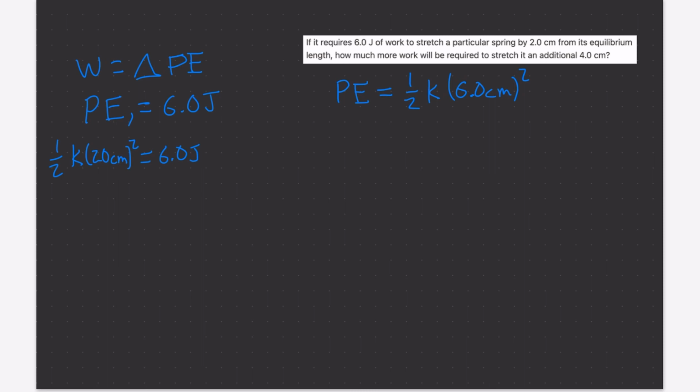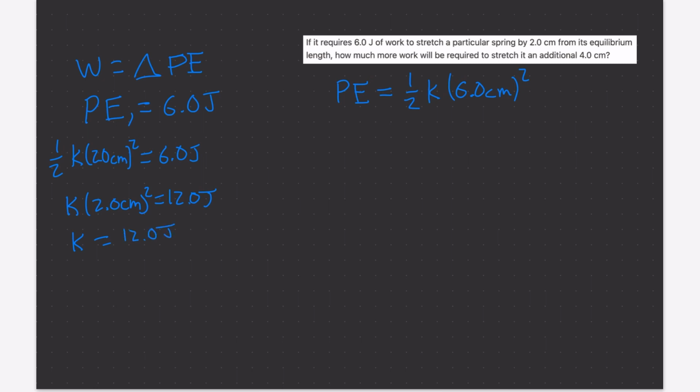So now we just have to solve for K in this equation to the left. I'm going to multiply both sides by 2, so I have K times 2.0 centimeters squared is equal to 12.0 joules. All right. From there, I'm going to go ahead and square my 2 centimeters. That's going to give me 4 centimeters squared, and I'm going to divide both sides by 4 centimeters squared.